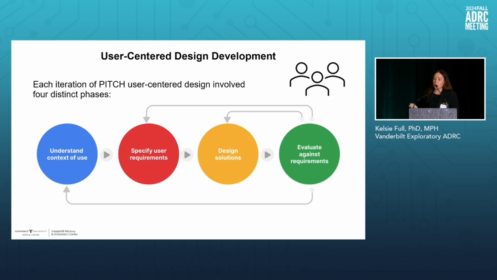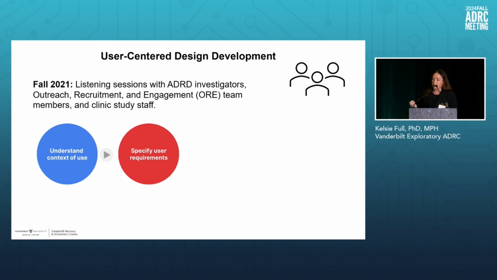Each iteration of PITCH design involves 4 distinct phases: understanding the context of use; specifying user requirements, meaning what do we want the platform to do; developing design solutions to meet these requirements; and then evaluating the design solutions as we develop them against these pre-specified requirements.